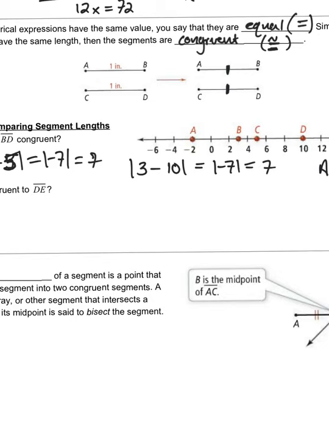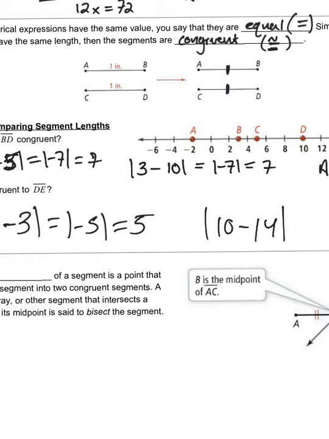Now let's do AB and DE. So A is -2. B is 3. -2 minus 3 is absolute value -5. That becomes positive, so we have +5. And then D is 10. We subtract that from 14 because E is 14. 10 minus 14 is the absolute value of -4. Absolute value makes that positive, so we have 5 and 4. So those two line segments are not congruent.